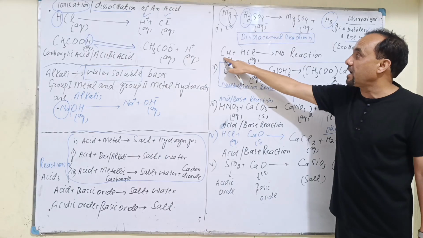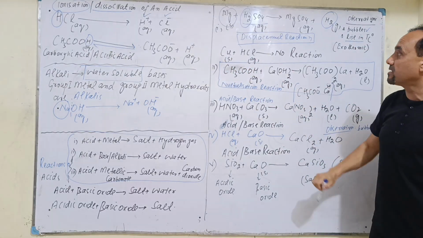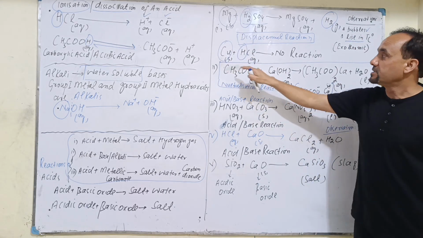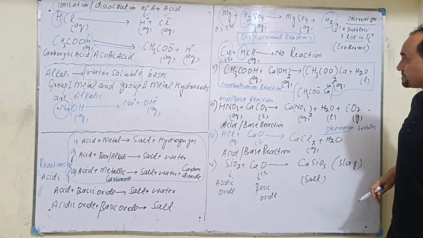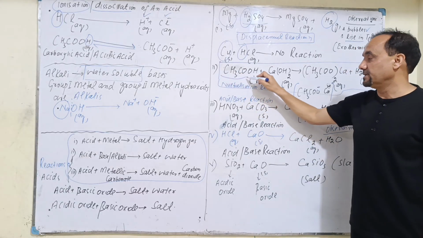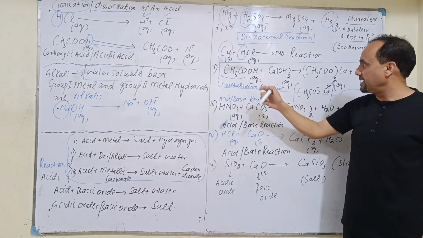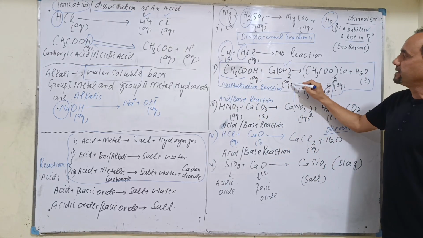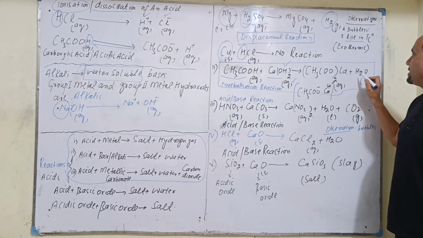Now if you are adding copper with hydrochloric acid, you will see no reaction, because copper is less reactive than hydrogen, so it can't displace hydrogen. The reaction is not possible. Second, we are now using an organic acid, a carboxylic acid. This is acetic acid, and we are using calcium hydroxide. This is an alkali, as it is soluble in water. What is formed? Salt and water.